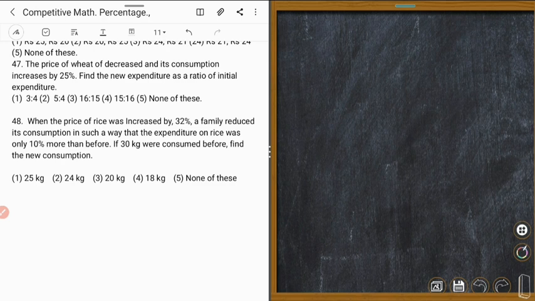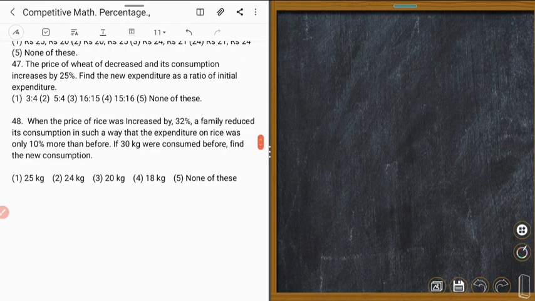Yes. Next one is 48. When the price of rice was increased by 32%, a family reduced its consumption in such a way that the expenditure on rice was only 10% more than before. If 30 kilo were consumed before, find the new consumption.